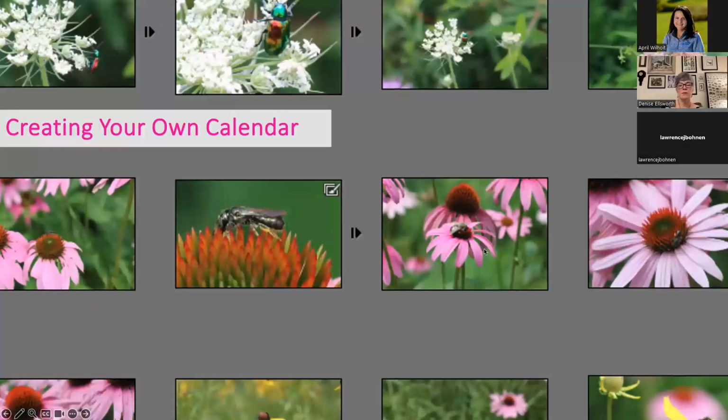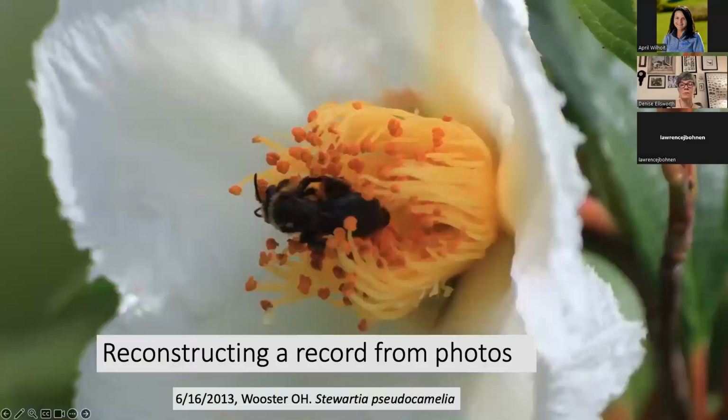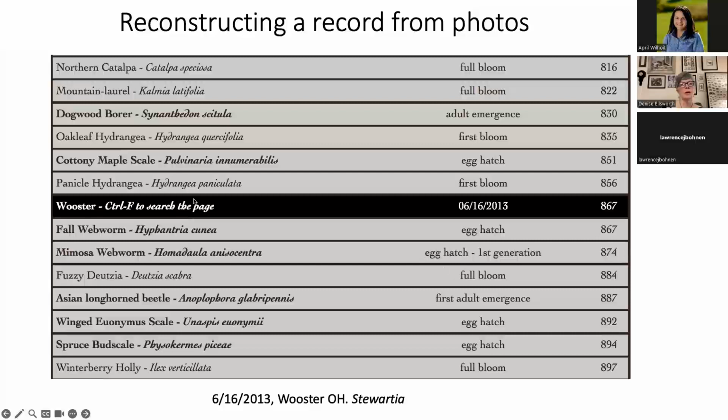You can create your own calendar by going back to photographs. You have the dates. You could look up the location right here in Ohio. We could put the zip code in. We could find that correlated growing degree day. So add to our own calendar. So here I was in Worcester when this Stewartia was in bloom. It's not on our calendar, but I knew what date I was there. So I could put in the Worcester zip code and the date.